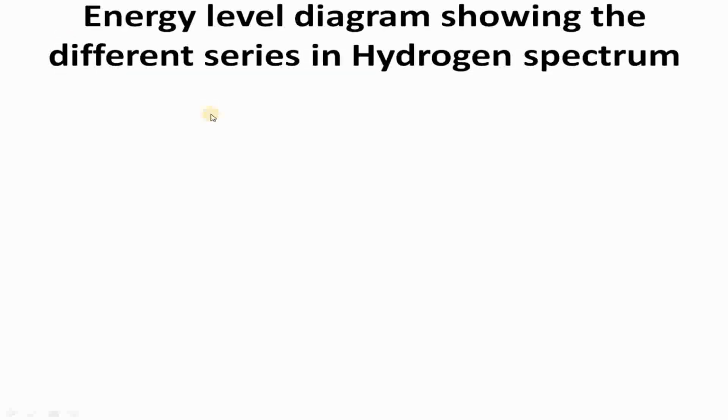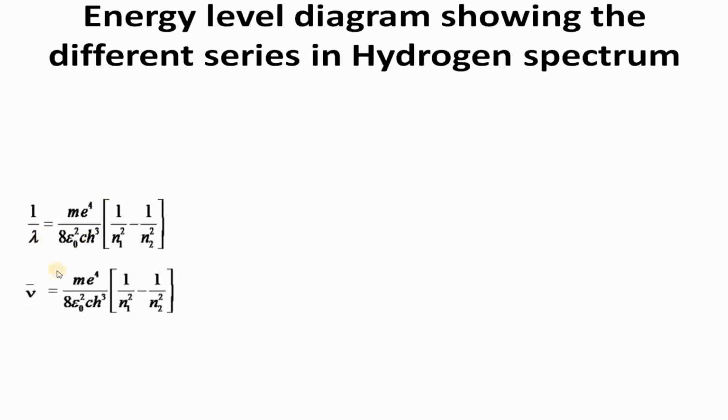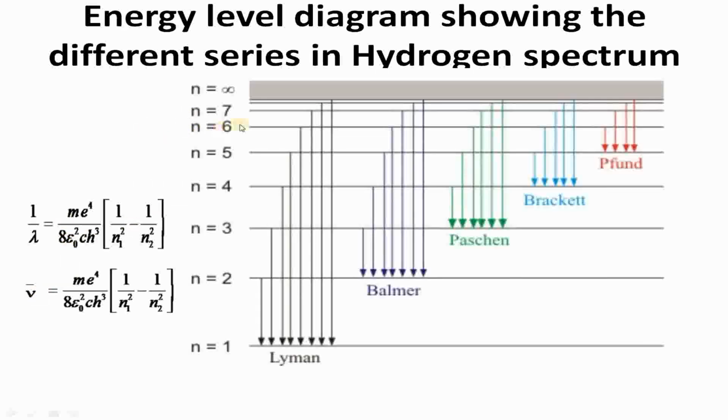Generally, the hydrogen spectrum is represented using an energy level diagram. The energy level diagram is given below. As we know, this is the formula for the wavelength of the emitted photon. That is also equal to nu bar. Nu bar is the reciprocal of lambda; that is, the reciprocal of wavelength is called wave number. As you can see here, this is the energy level diagram showing the different series in the hydrogen spectrum.